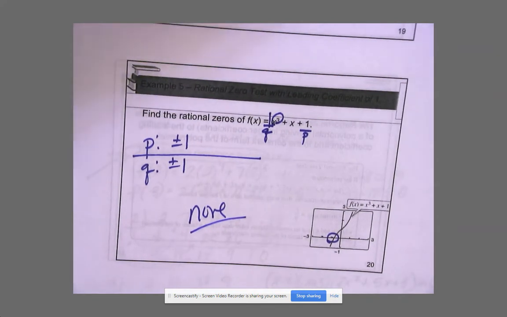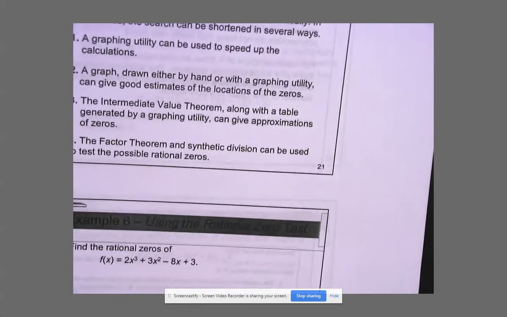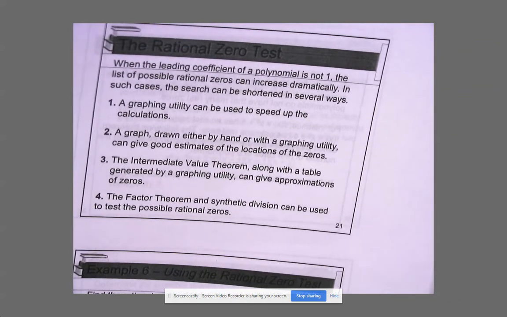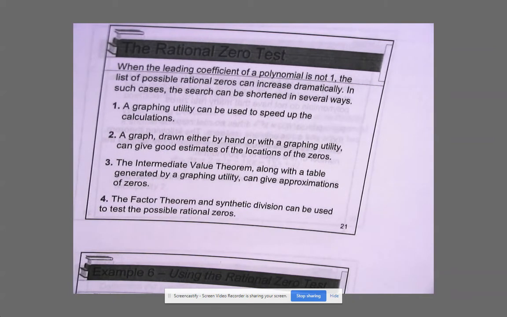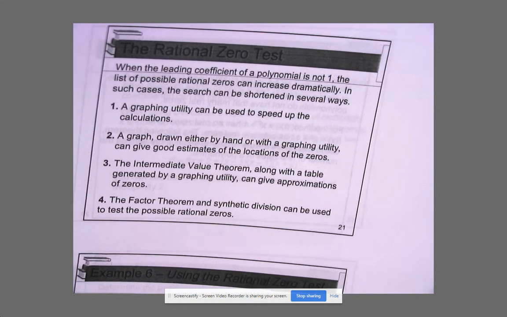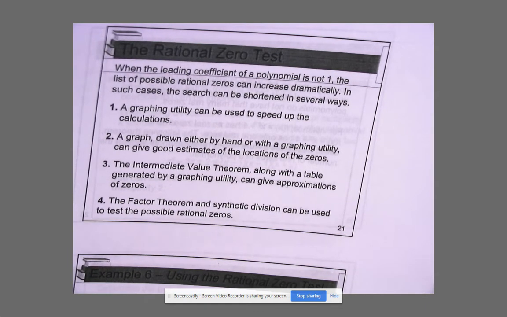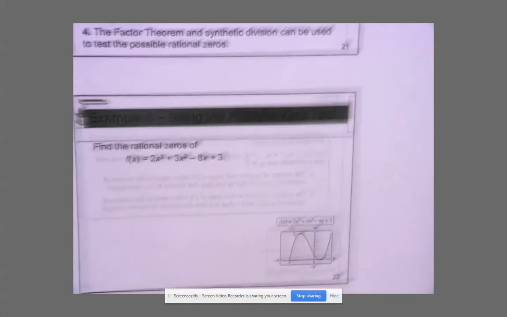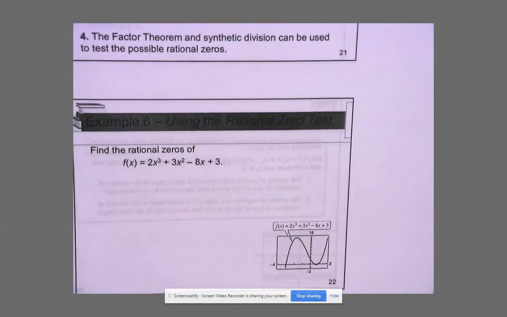That's okay, but we just got to be able to investigate that. There's an irrational one. So here you go. It says you might want to use a graphing utility to speed things up. You can either draw the graph by hand or use a graphing utility to get your estimates. Use the intermediate value theorem along with it to give the approximations in case they are irrational, which is what we just did. So here we are. Find all the possible rational zeros. Find all the possible ones.